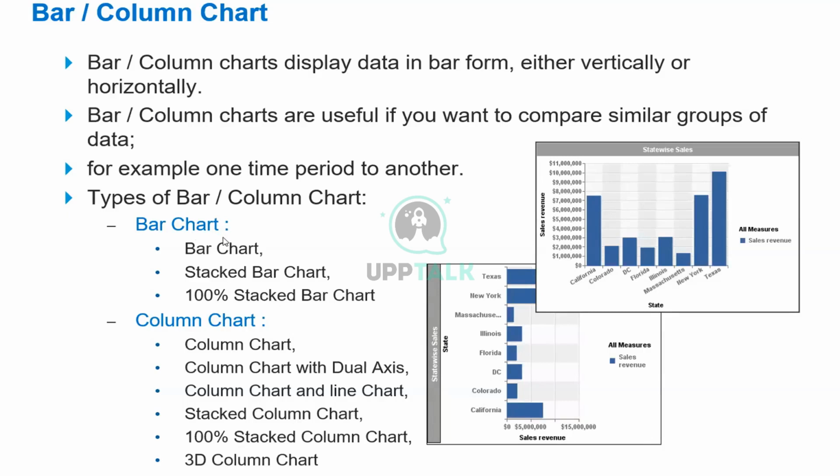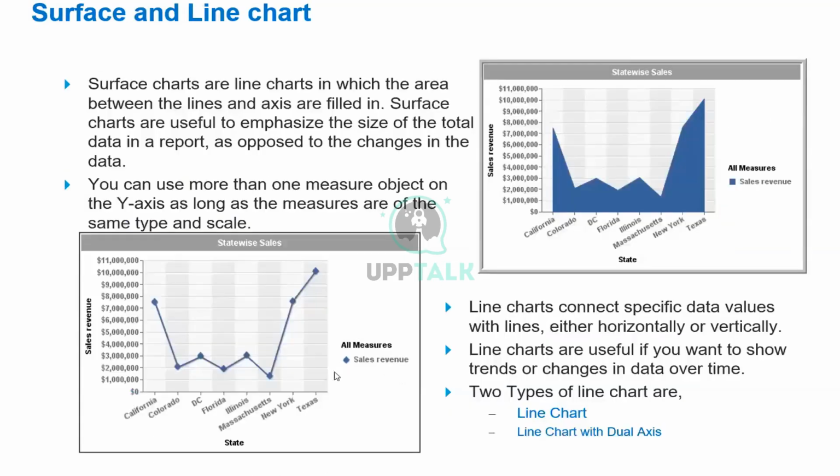We have in the bar charts also these types of charts: bar chart, stacked bar chart or 100% stacked bar chart. In column charts we have column chart, dual axis column and line chart, stacked column chart, 100% stacked column chart or 3-way column chart.